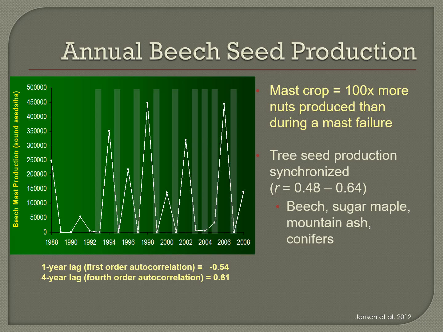This is really highly synchronized across both species of trees as well as geographic region. We see very high correlation between American beech, sugar maple, mountain ash, and many of the conifer species. And they're not all entirely in lockstep, but there are some environmental factors that are driving that with regard to weather patterns in a given year, carbohydrate stores in the tree roots, and other factors.